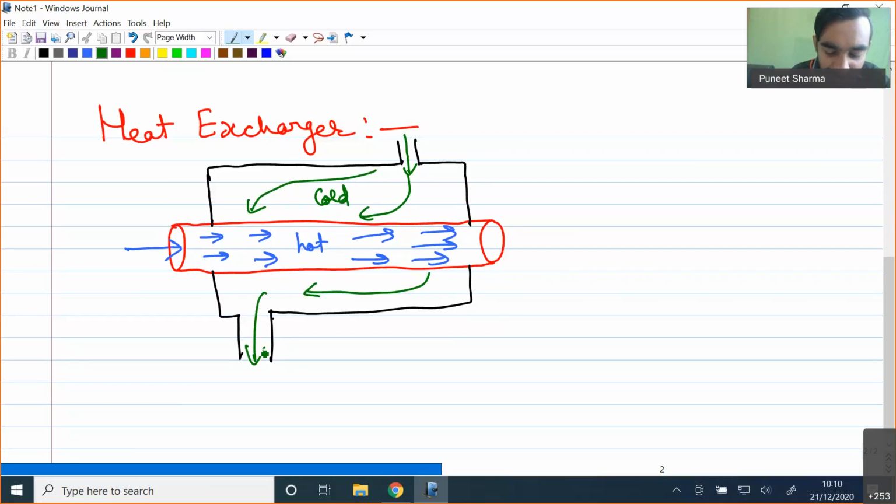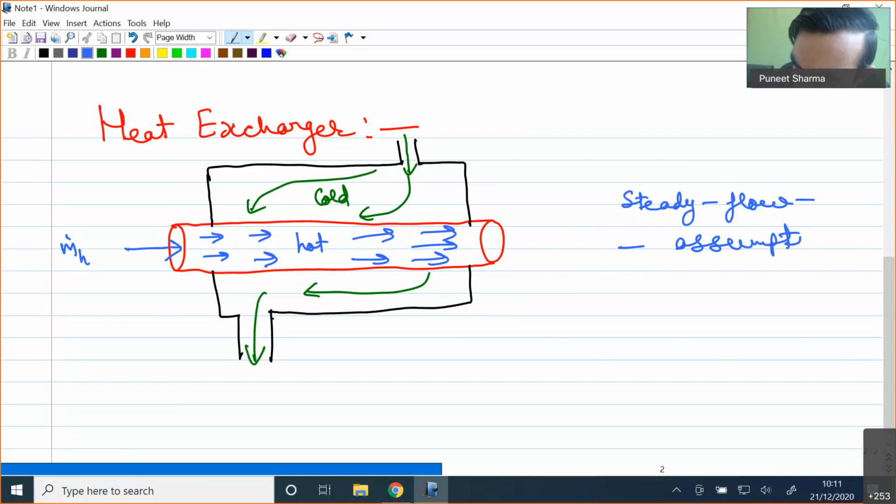Now, let us consider m dot h is the mass flow rate of the hot medium. If I take the steady flow assumption as valid, then the mass flow rate of the hot fluid at the inlet will be equal to the mass flow rate of the hot fluid at the outlet. So that's why I am not using different symbols i and e over here.